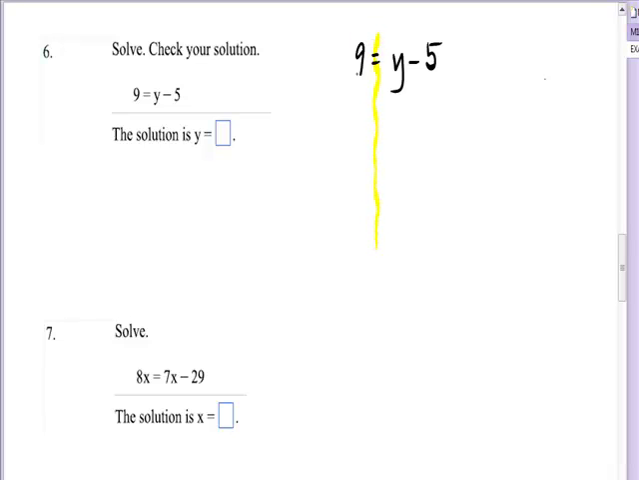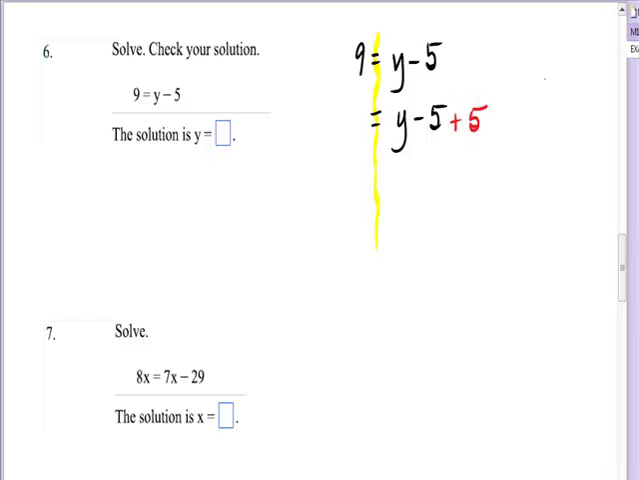The left-hand side has just a 9. The right-hand side, oh, there's my y. So that's what I want by itself. I have to get rid of anything that's with it. There's a subtracted 5. So I hope in your head you are thinking, then you need to add 5. So I'm going to add 5.